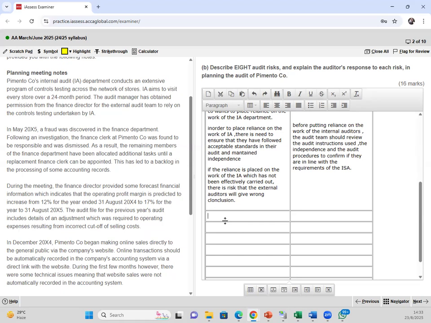Fraud was discovered in the finance department following an investigation. The finance clerk at P company was found to be responsible and was dismissed. As a result, the remaining members of the finance department have been allocated additional tasks until a replacement finance clerk can be appointed.